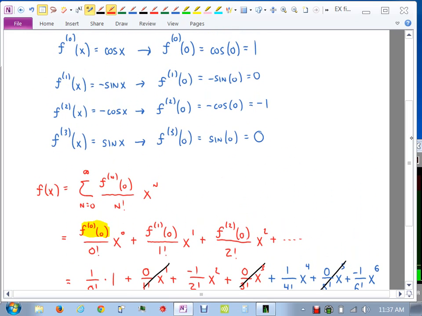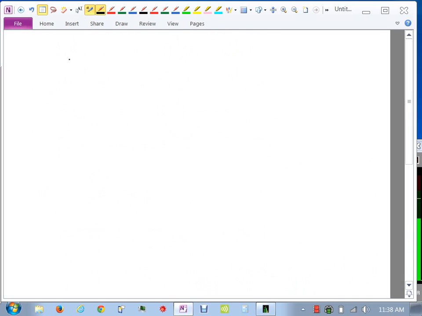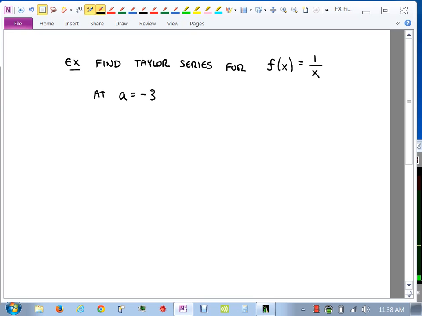All right. New problem. You want Taylor? Yeah, let's do Taylor series for f of x equals 1 over x at a equals -3.